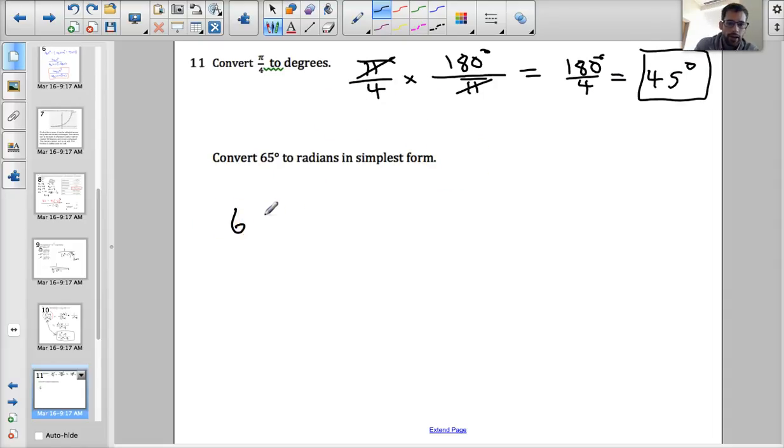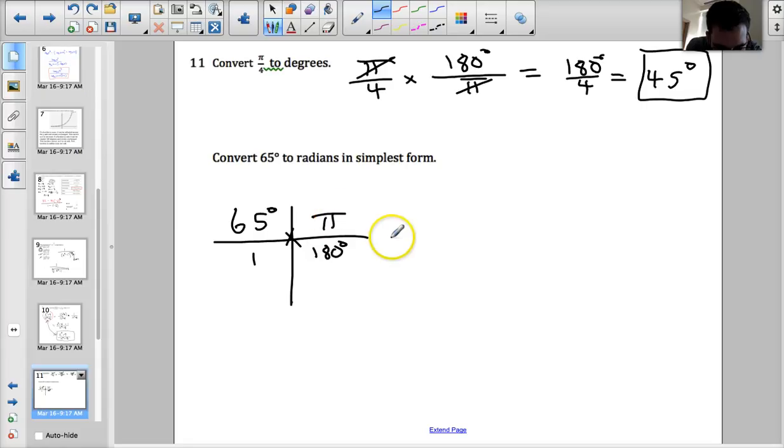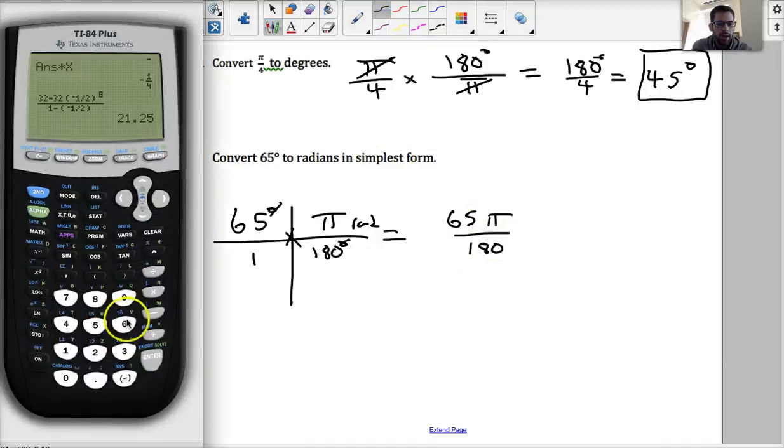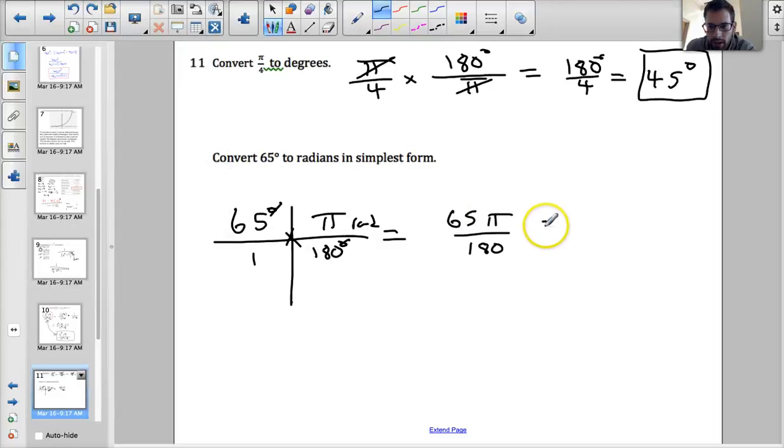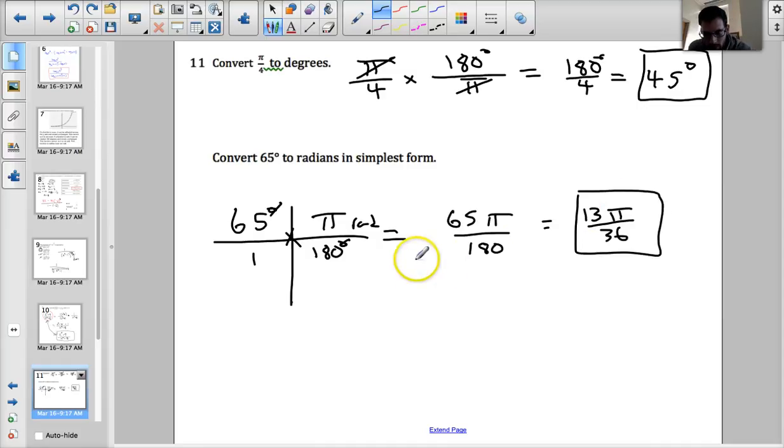Convert 65 degrees to radians. So 65 degrees, and I'm going to put it over 1, and multiply that. I have 180 degrees on the bottom, and I'll have pi radians on the top. So now I'm in radian mode. Degrees cancels out, and I get 65 pi over 180. So 65 over 180, I'll just go ahead and let my calculator reduce that, even though I'd probably be very capable of doing it on my own. Feeling lazy. All right, so I get 13 over 36. So I get that equal to 13 pi over 36, and that's my simplest fraction.